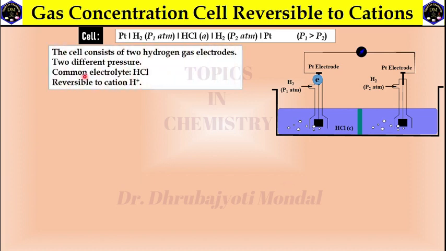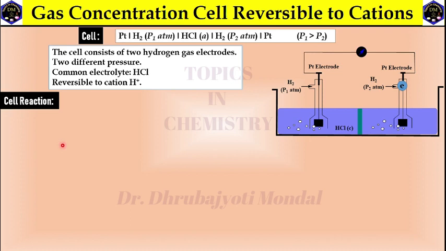So here you can see the cell consists of two hydrogen gas electrodes. This is one hydrogen gas electrode, this is another hydrogen gas electrode. You can see two different pressures. Common electrolyte is HCl, and this is reversible to the cation, that is H+. So this is the electron flow, from this electrode to this electrode.